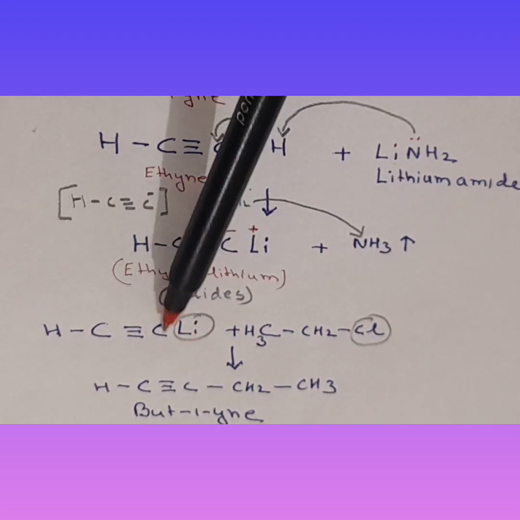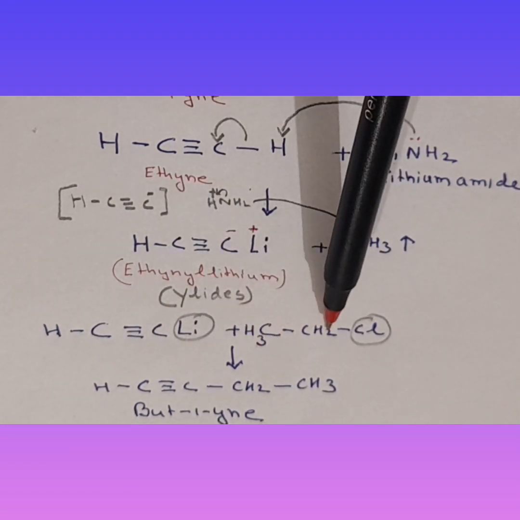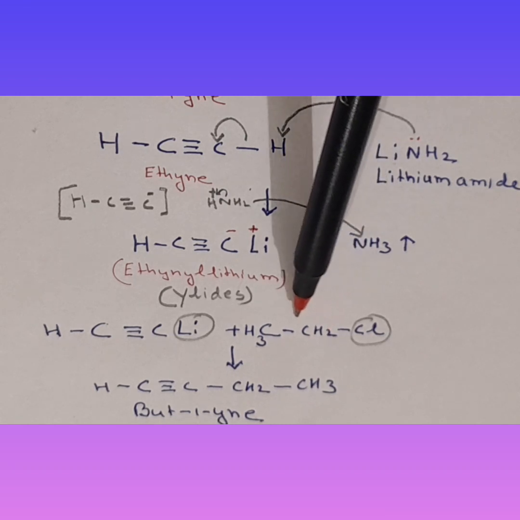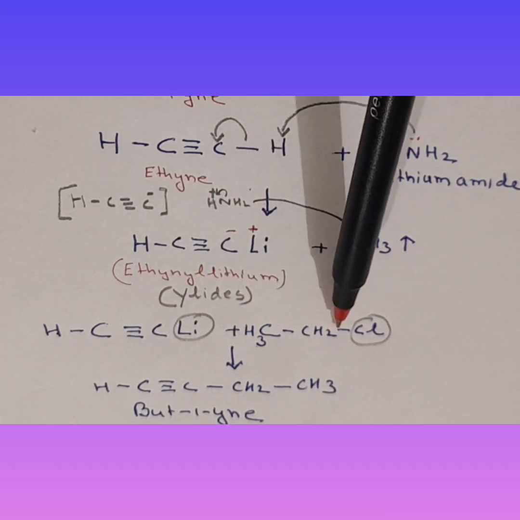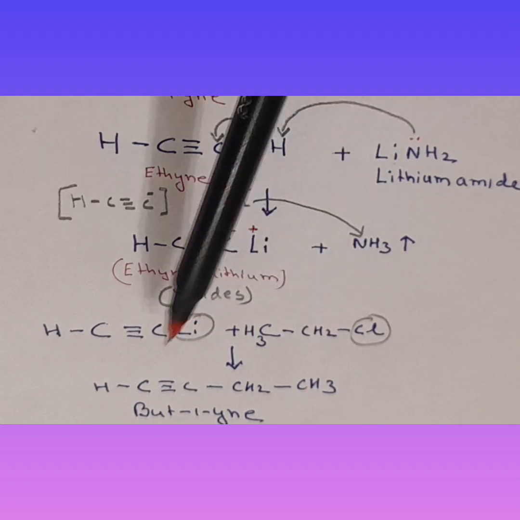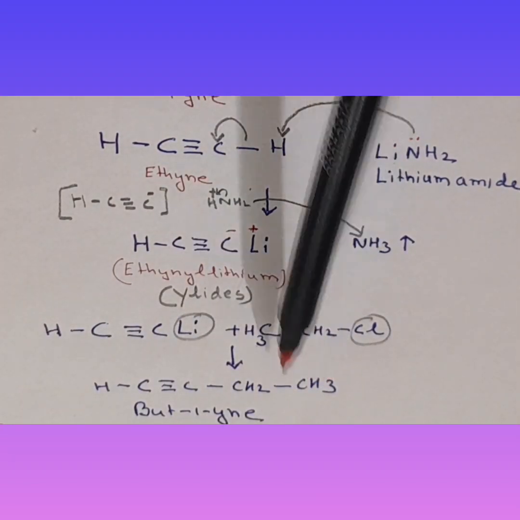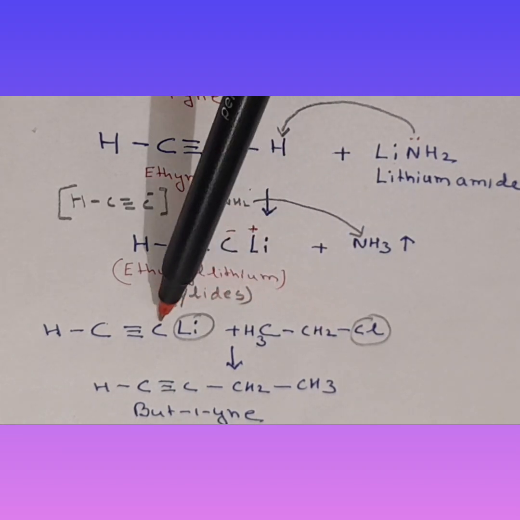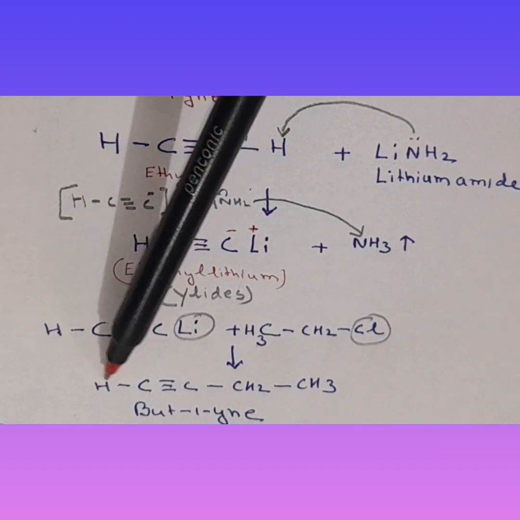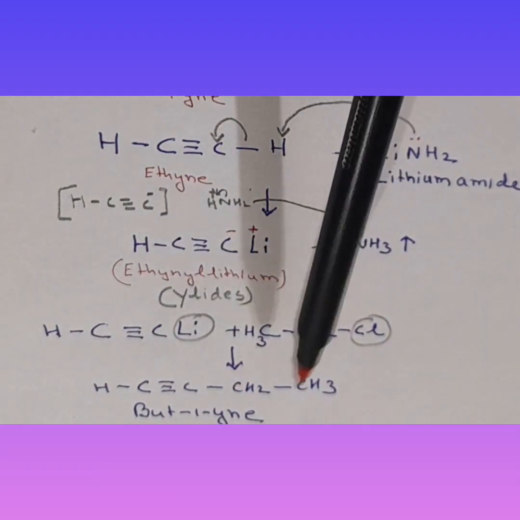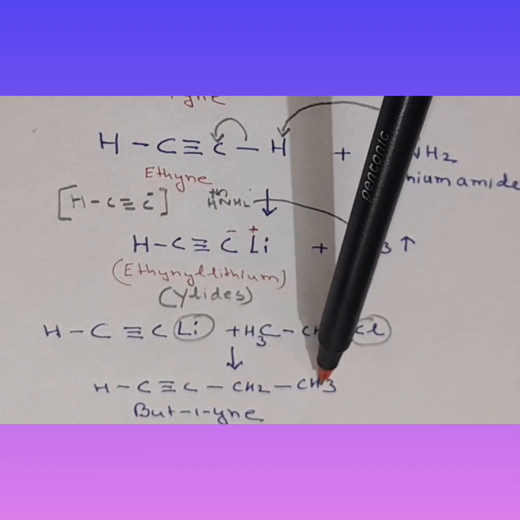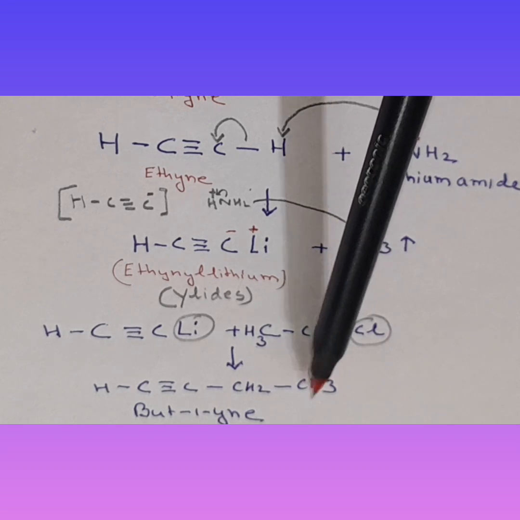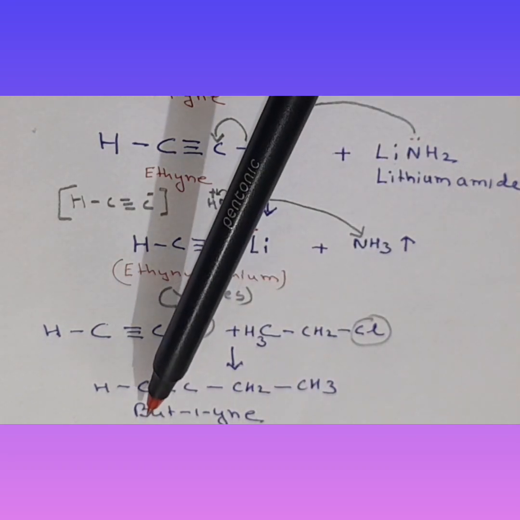And this and this. Now here addition occurs. Alright, the coupling occurs over here. So what happens is this part from CH2 attaches here. So this part is this part, and from here CH2 attached to CH3. So what we end up with is but-1-yne.